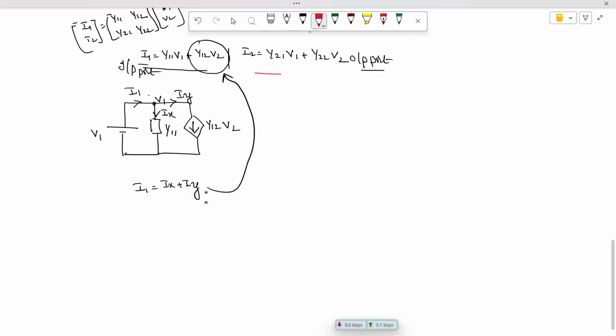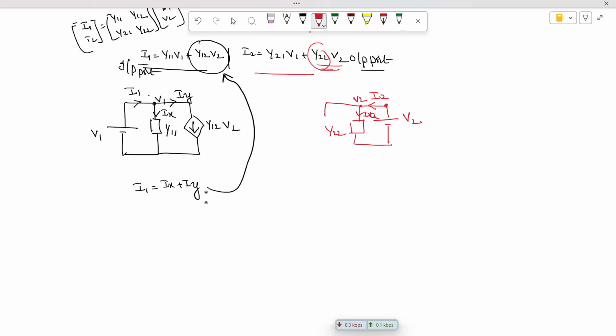Now let's do the same for the output port. At the output port we are also applying a voltage of V2, and a current I2 is drawn like this. The admittance at the output port is Y22. The voltage at this point and at this point are both the same, so assume this current is some Ia.